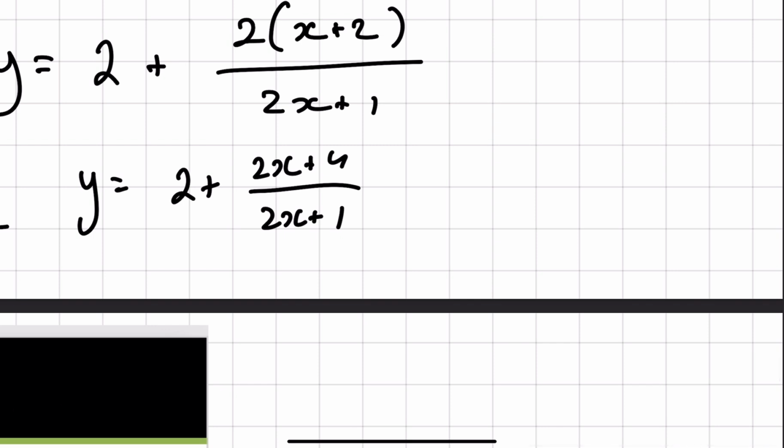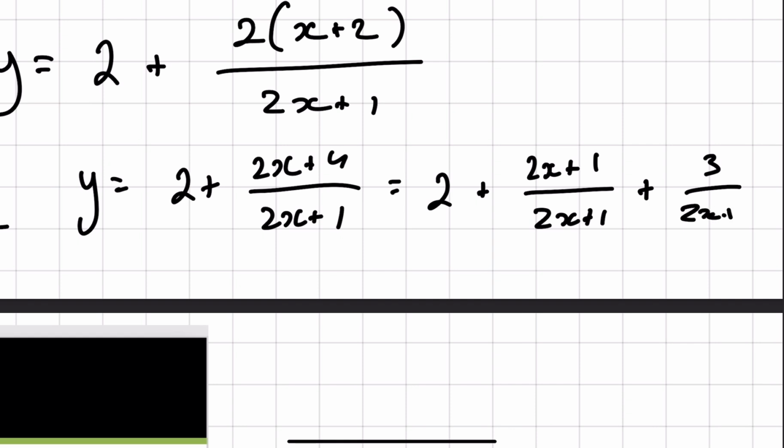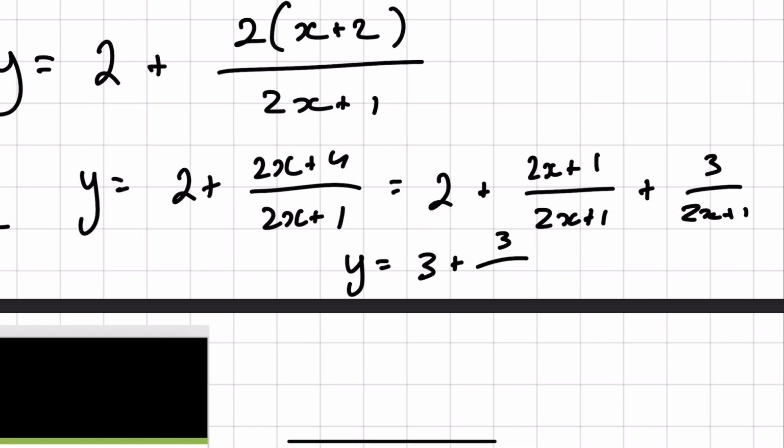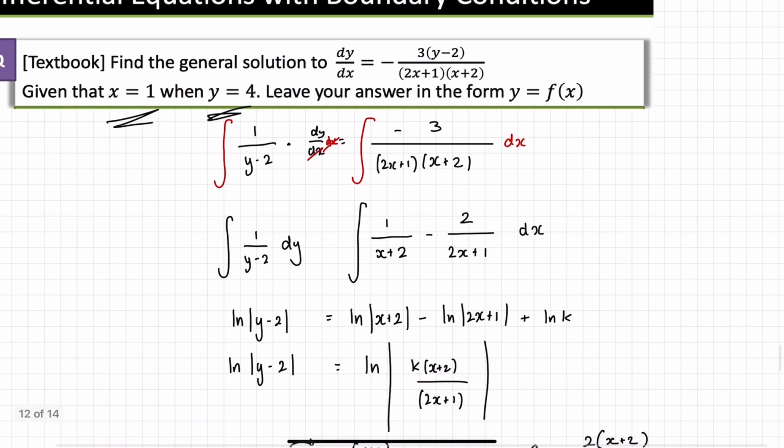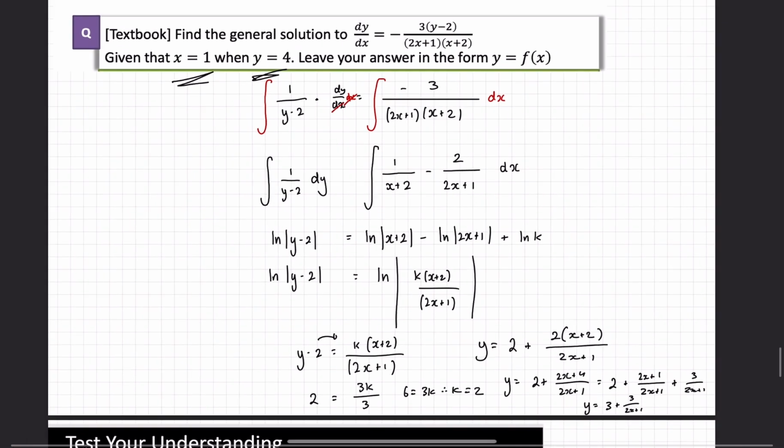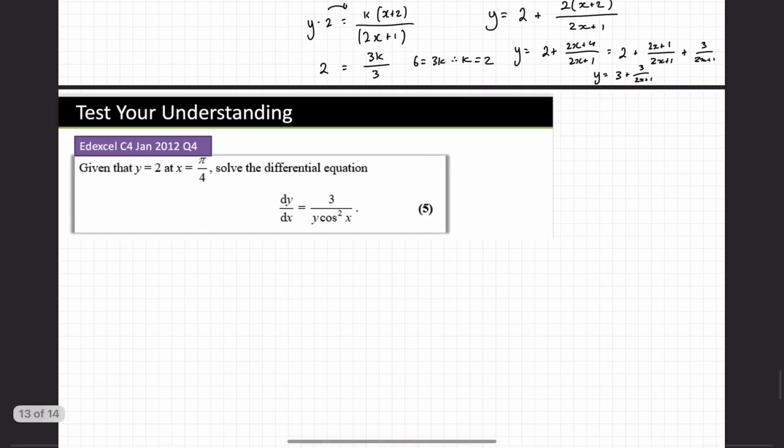Cool. I see. 2 equals 2 plus (2x plus 1) over 2x plus 1 plus 3 over 2x plus 1. So that becomes 1. So your final answer, squeeze it in: 2 plus 1 is 3, plus 3 over 2x plus 1. And we're done. And we've got that all the way from there. Fantastic. Nice question. Okay. Test your understanding.